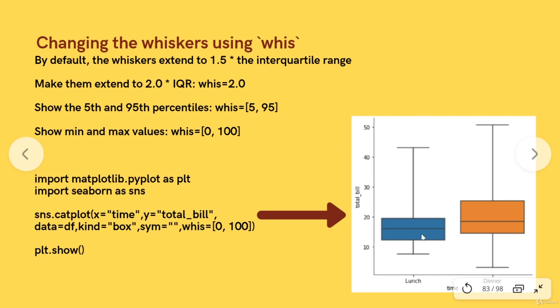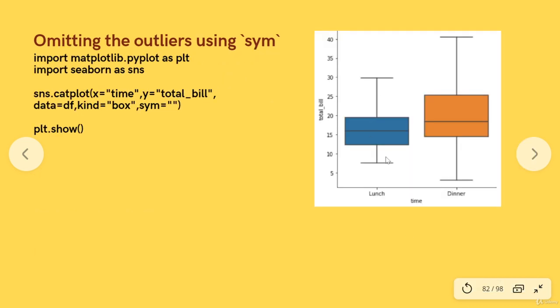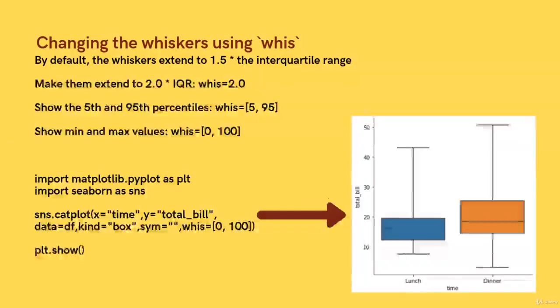You can change the default whiskers as well. For example, these are the default whiskers showcasing the minimum, maximum, median, 25th percentile, and the 75th percentile. If you want to customize it, change it, increase it, you can do it. By default, whiskers extend to 1.5 of the interquartile range.